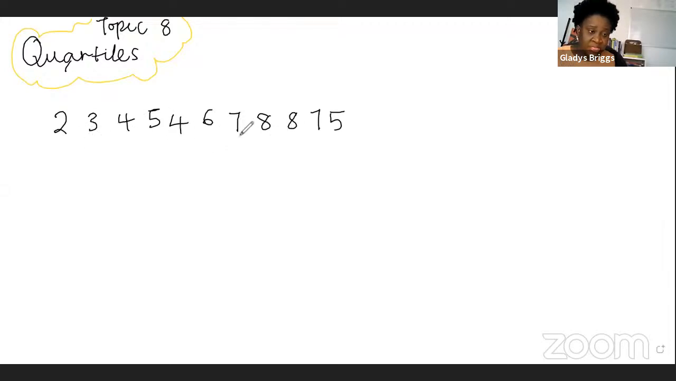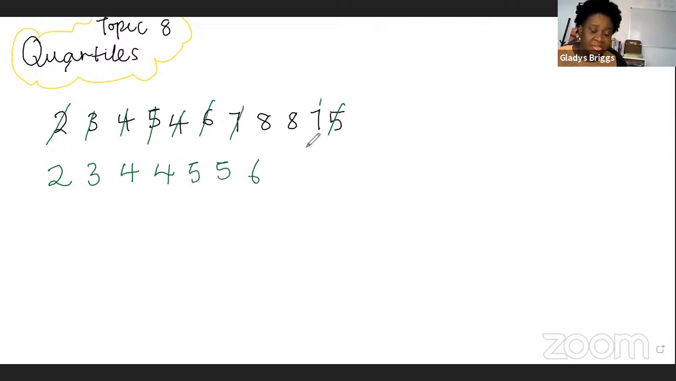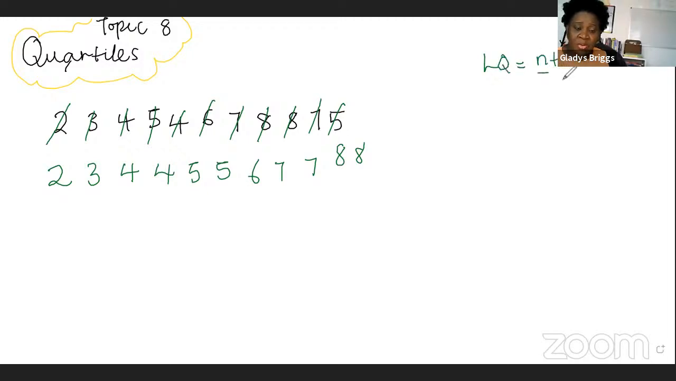1, 2, 3, 4, 5, 6, 7, 8, 9, 10, 11. Yeah. And then I said the first thing that you have to do is to write them in ascending order, from smallest to largest. So we could do that by crossing them out: 2, 3, 4, 4, 4, 4, 5, 5, 5, 5, 6, 7, 7, 8, 8. Once you've arranged them in ascending order, then you can begin to apply the rules. Lower quartile is equal to n plus 1 over 4.